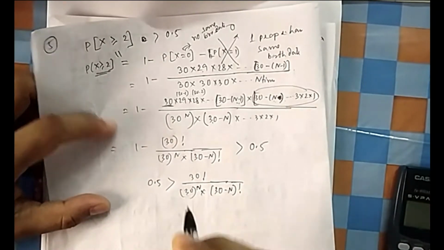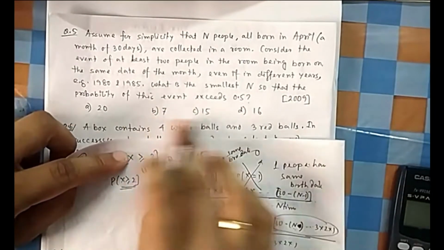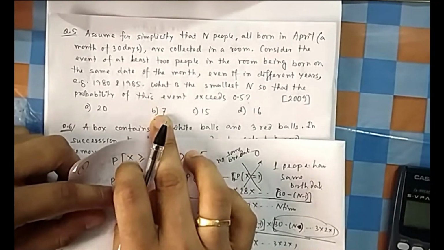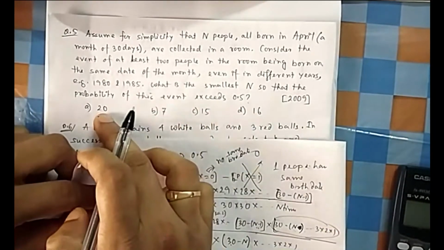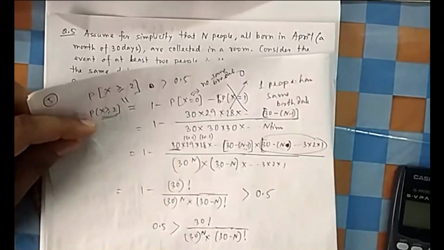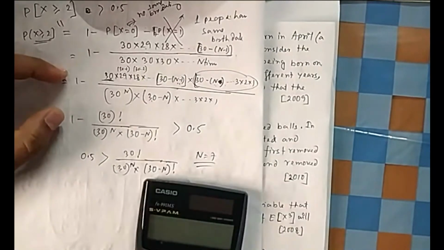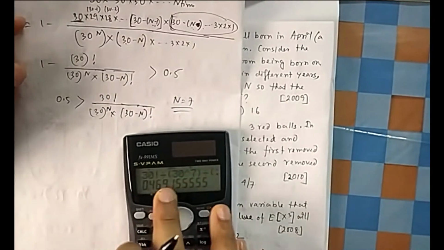So if you check what is the option, the question is the smallest n for which it is. So you take the smallest number first. If it is not 7, then you try with 15, then 16, then 20, whichever is, because they are asking the smallest. So you take the smallest out of it and then put. So if you put n equal to 7 here, you can try. So if you calculate, it is coming 0.469.